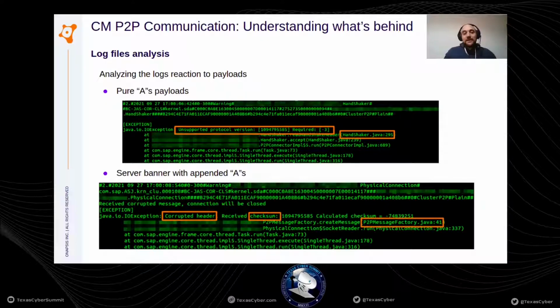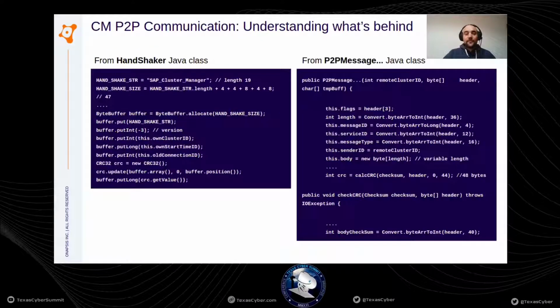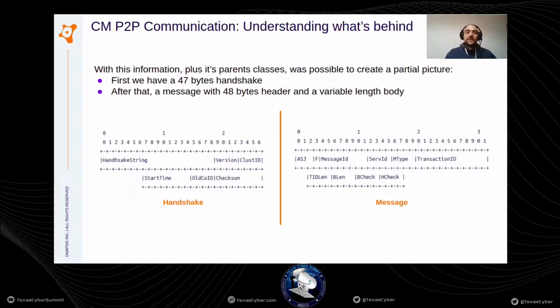Also, we analyzed the log's reaction to our different payloads. In the first case, when we sent a payload full of A's, a handshake Java class threw an exception and an unsupported protocol version was printed in the log files. But if we send back the banner that we get when we establish the connection and append some A's at the end, another Java class throws an exception about a corrupted header and a checksum. So we decided to take these two Java classes as our starting point for this analysis, and we were able to identify all of the fields that make up these messages.